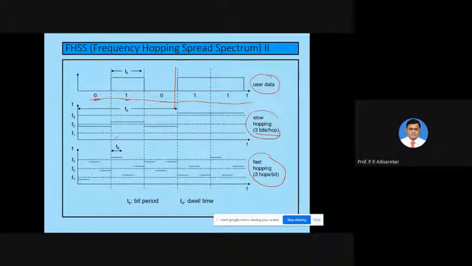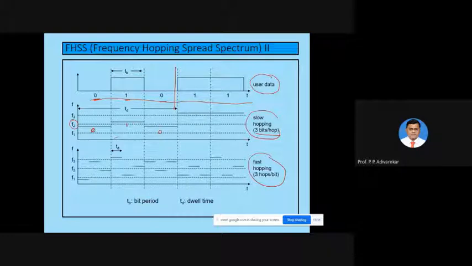The first set of user data bits is initially staying on channel number 2, that is F2. On the F2 channel, bit number 1 is a 0 bit, bit number 2 is a 1 bit, and bit number 3 is again a 0 bit. So all 3 bits are staying on the same channel, that is, they are using the F2 frequency only.